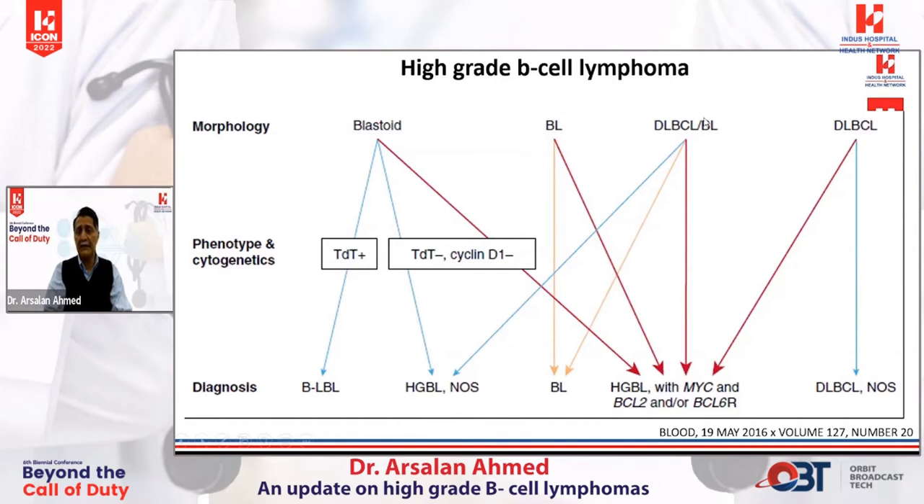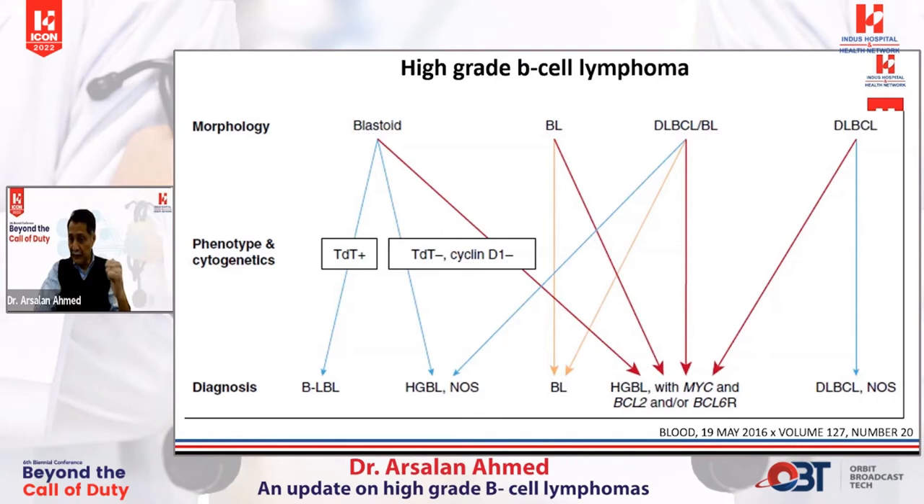Whenever I'm calling something diffuse large B-cell lymphoma, DLBCL NOS, or Burkitt's lymphoma, or blastoid looking, if it turns out to have a MYC rearrangement along with translocation of BCL2 and/or BCL6, it becomes very easy. You just go ahead and call it high-grade B-cell lymphoma with MYC and BCL2 and/or BCL6 rearrangement. That is the power of having a cytogenetic study, and that is the need of the day. You have to do cytogenetic studies to call it this.